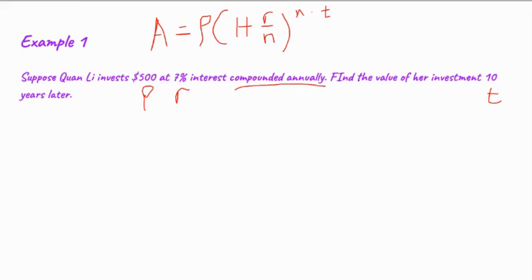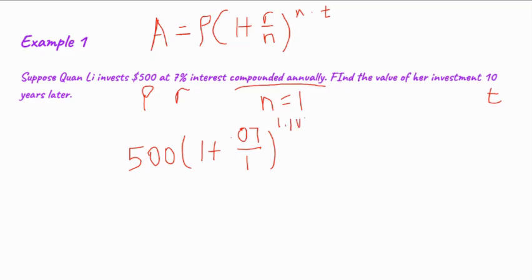This is how much you are splitting your rate over the course of the year. Now, if you're doing it annually, and it's over the course of 1 year, then this would be N equals 1. So let's set it up. We got 500 times (1 plus 0.07 divided by 1) to the power of 1. These two N's are the same, times 10.